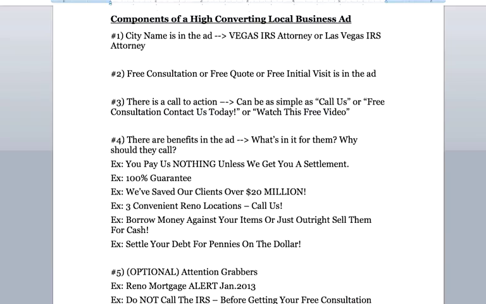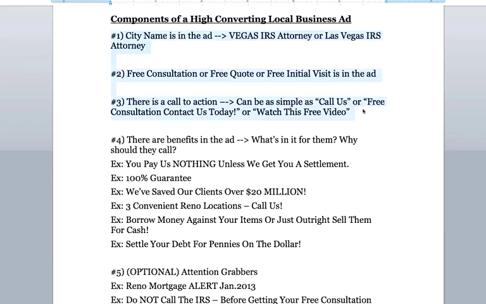So I typically like to have the city name in the headline, and I typically like to have the call to action on the last line of the ad. If you look at this, these are the 3 main components, and it's just so simple. People really overcomplicate this sometimes. Literally, if you have the city name in your ad, and you have the free consultation, and you have the call to action, that's half your ad right there.